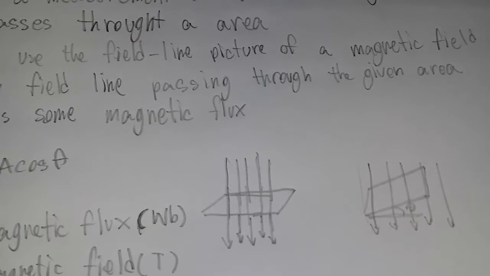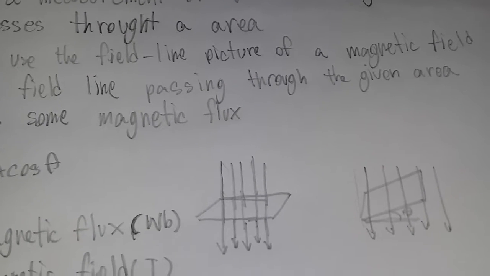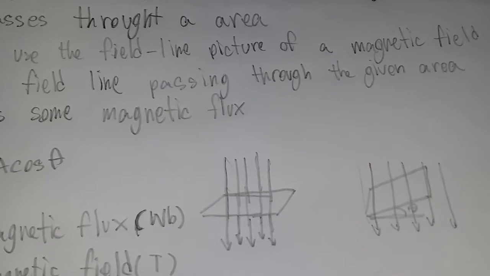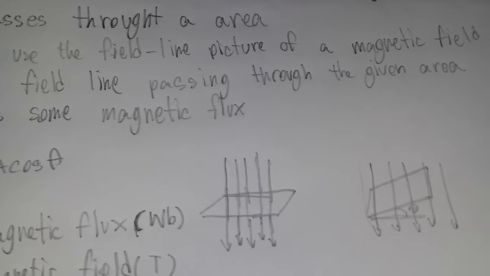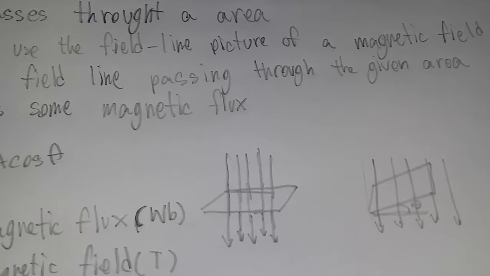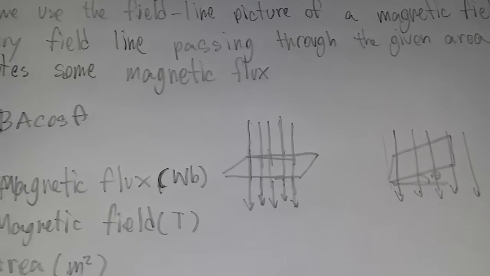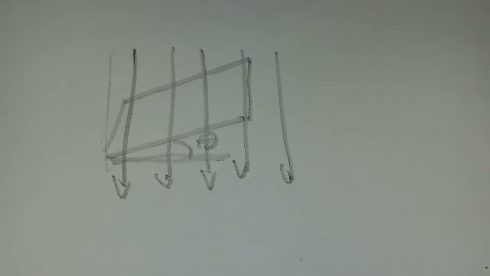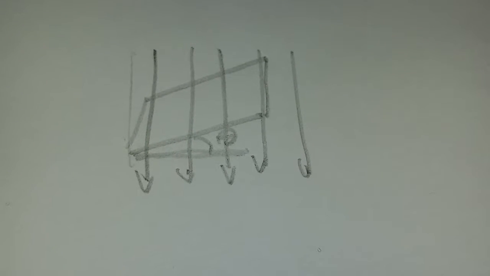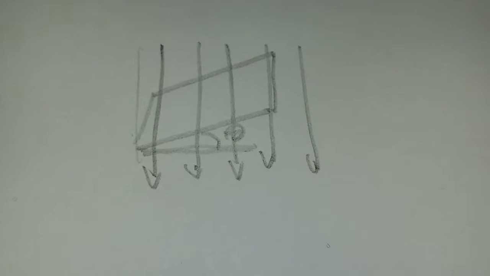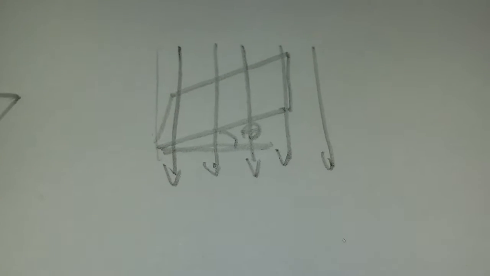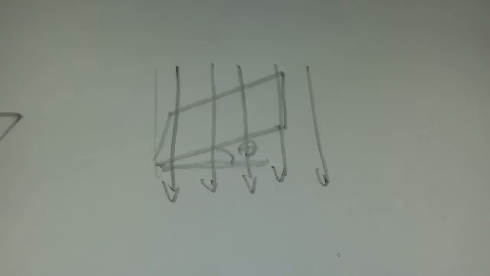B is the magnetic field, its unit is Tesla. Magnetic flux, the SI unit is Weber or Wb. A is the area that the magnetic field passes through. Okay, this is the picture, and this one is another one. The theta or the angle is measured from the normal line that is perpendicular to the magnetic field.